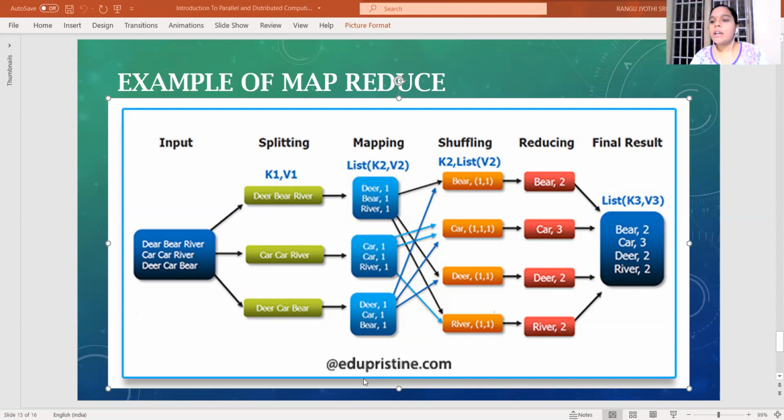And finally, the output of this shuffling phase will be moved to the reduce phase. In the reduce phase, it will aggregate the values of the shuffling phase and calculate the total occurrences of each word in that shuffling phase. This is how the MapReduce actually works.